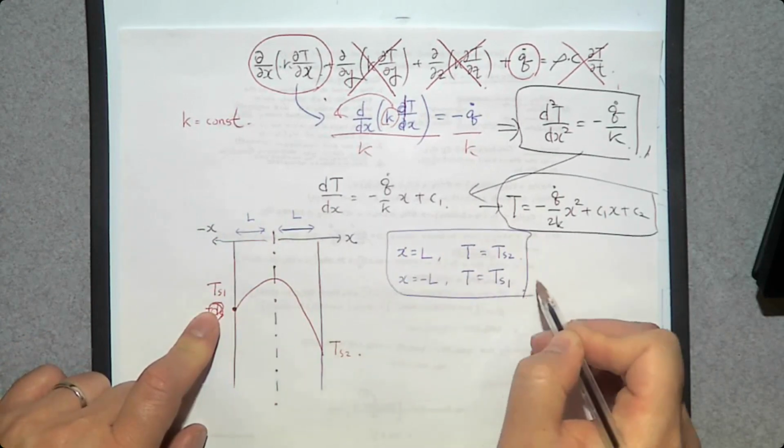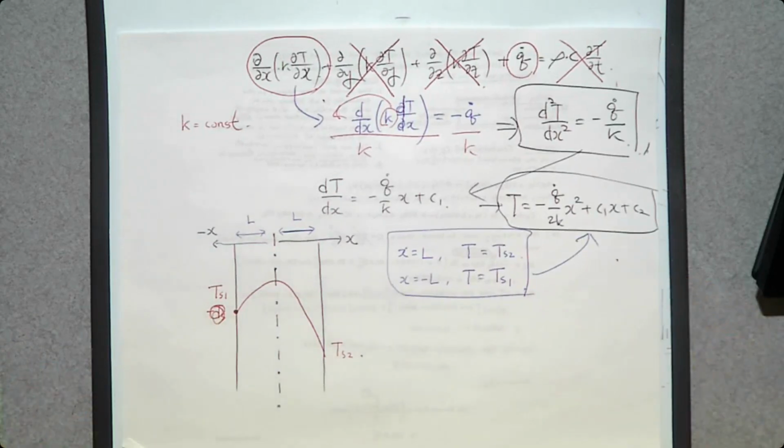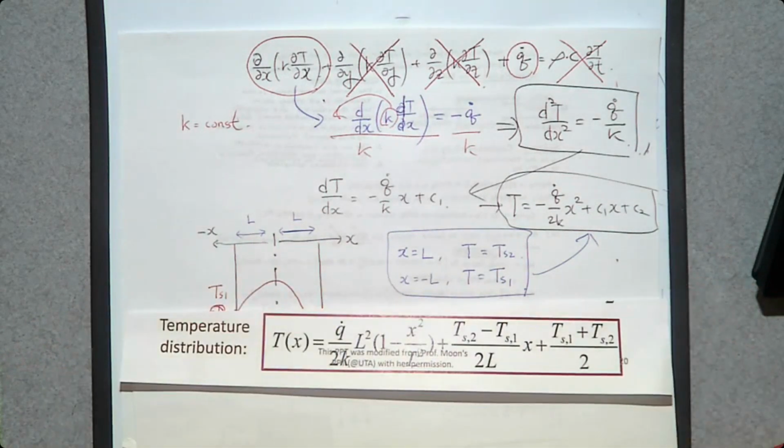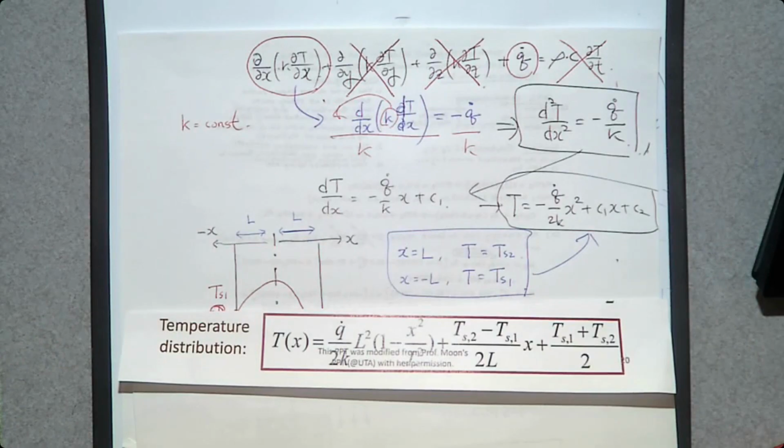So if you apply these two boundary conditions into this temperature equation, then you can determine the unknown C1 and C2. And this is the temperature distribution within this plane wall. Okay?